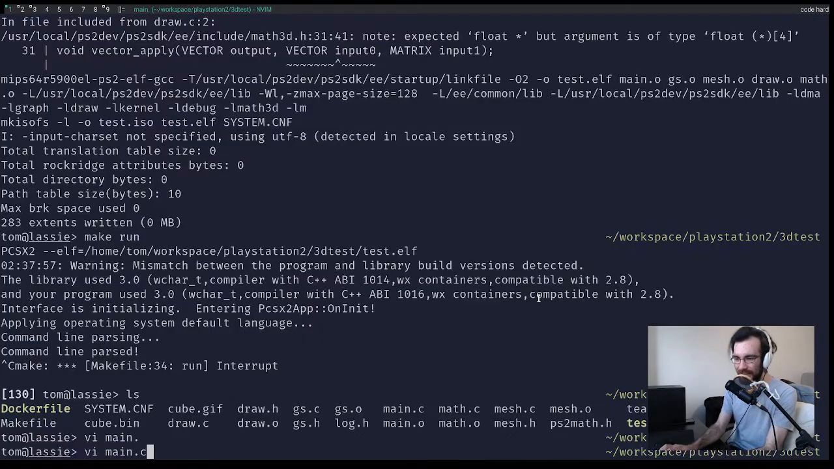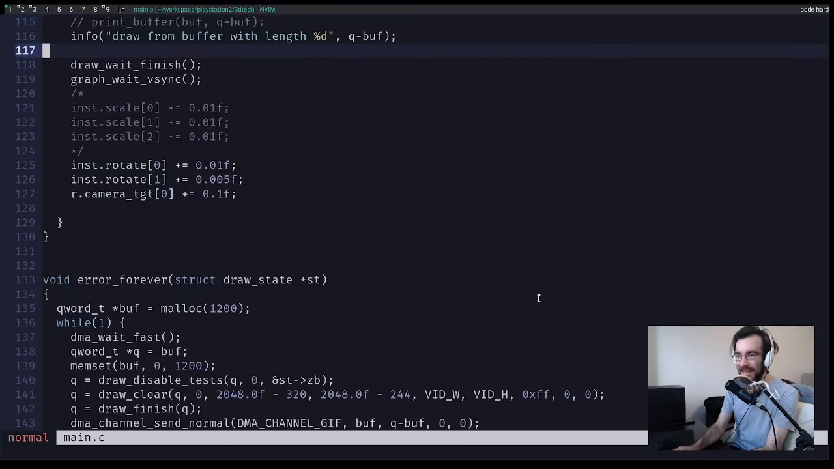So let's go into main.c. For now, let's just axe this camera movement. Let's just pretend this doesn't exist.